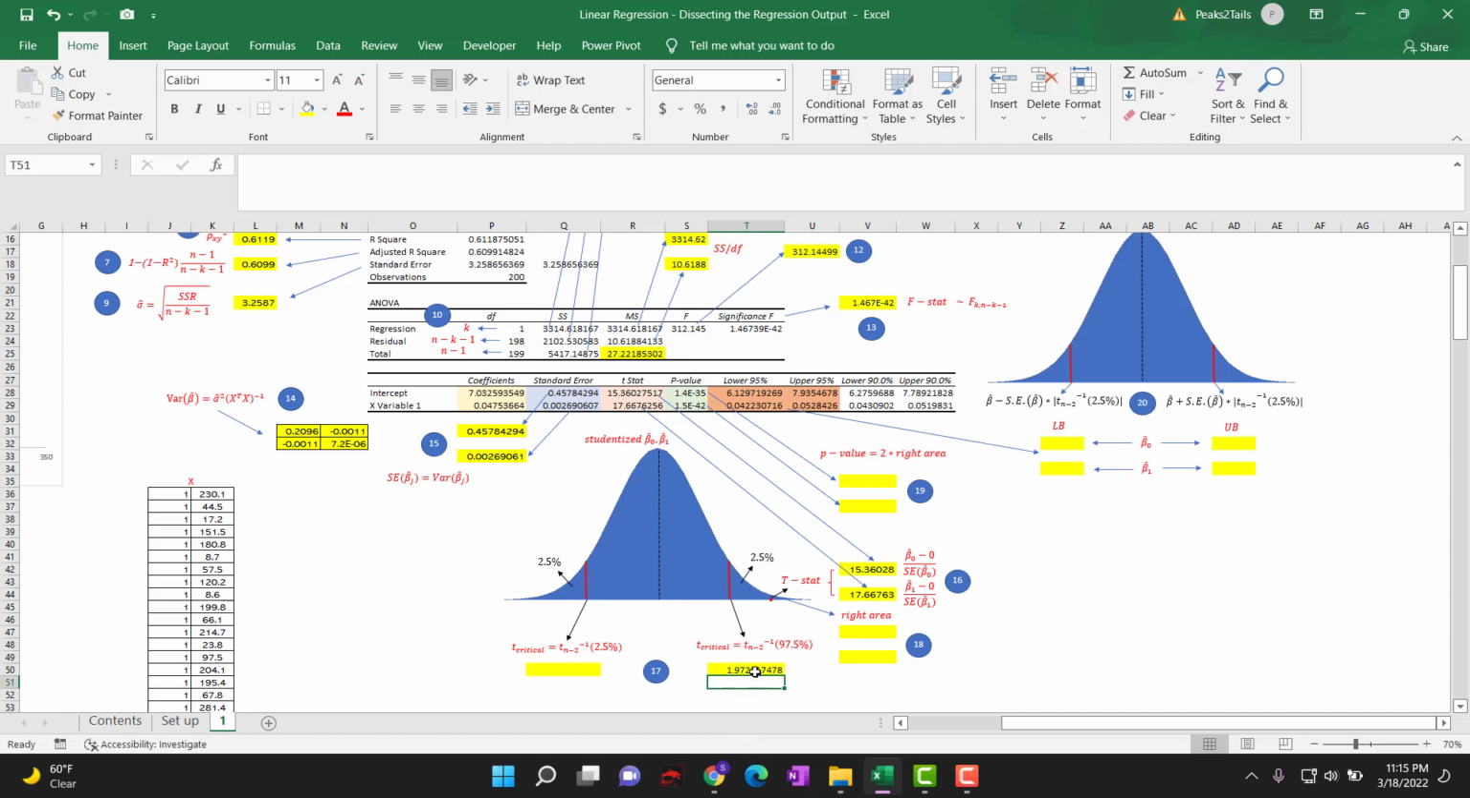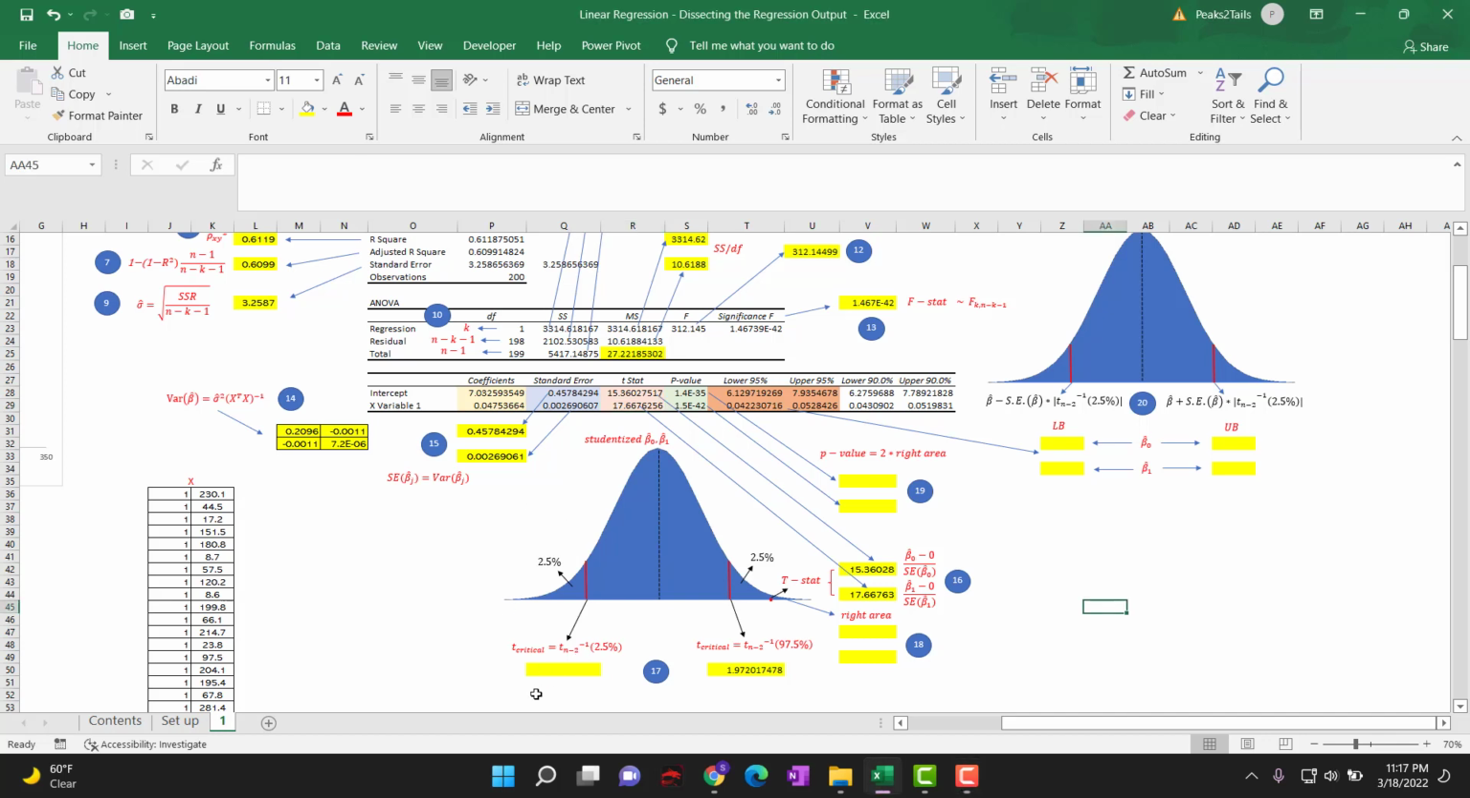1.972 is the critical value on the right hand side. And we can easily see that the t statistic that we got from the sample far exceeds this critical value, so we reject the null. That means the beta coefficients that we got are significant, and so the variable is also significant.